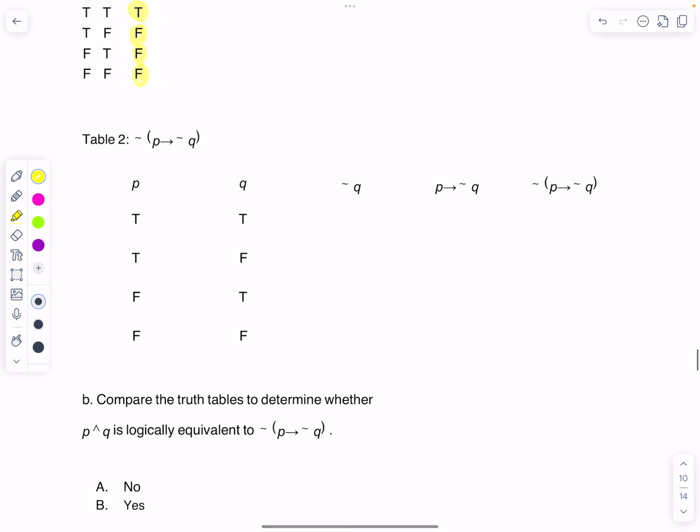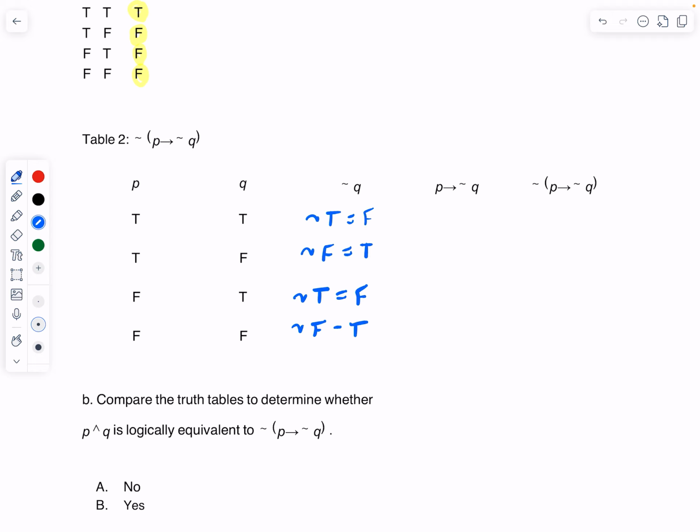So it says complete this column for the second one. So the first thing I have to do is negate Q. So remember, I'm negating the Q column, which is negation of true, negation of false, negation of true, negation of false. And that gives me false, true, false, true. And then now I'm going to do the P column, which is true, true, false, false. Then, now I need the negation of Q, which I just found to be false, true, false, true.